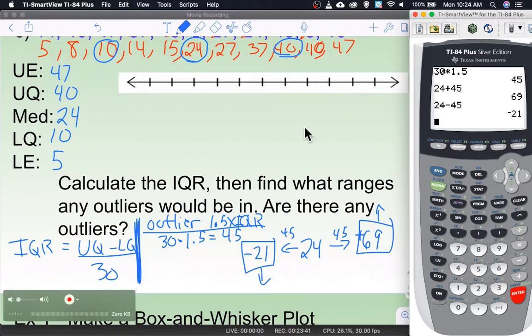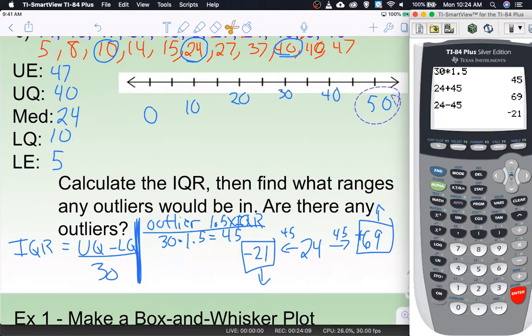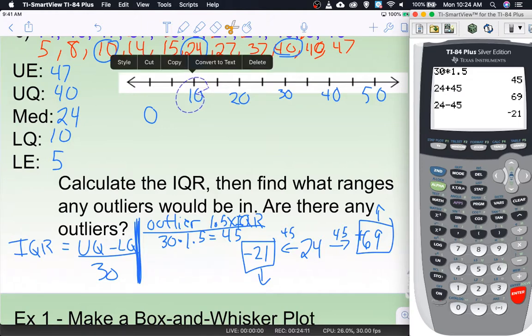So I would like you now to pause the video, make your scale, and graph your Box-and-Whisker plot. Go ahead and do that right now. All right, so we've got 0, 5, 10, 15, 20, 25, 30, 35, 40, 45, 50. That's perfect. So 10, 20, 30, 40. I'm going to move some of these up a little bit. There's no need for them to hang down so low.